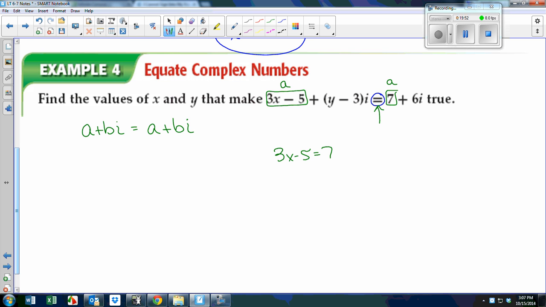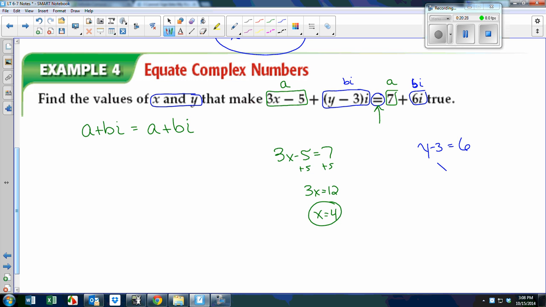Furthermore, the y minus 3i is the imaginary part, bi, and it must equal the imaginary part bi on the right side. So the y minus 3i must equal 6i, so the y minus 3 has to be 6. So the x and y that makes this true is, add 5 to both sides, 3x equals 12, the x is 4, and the y is, add 3, the y is 9. So the x is 4 and the y is 9.